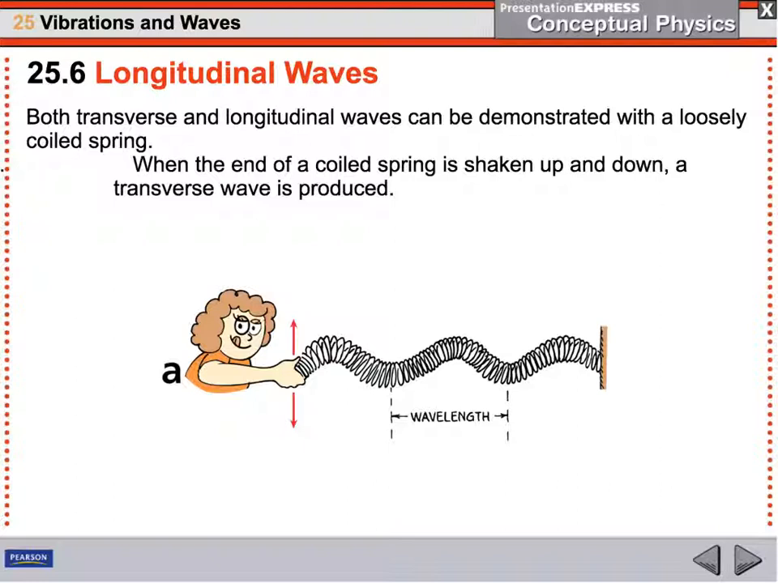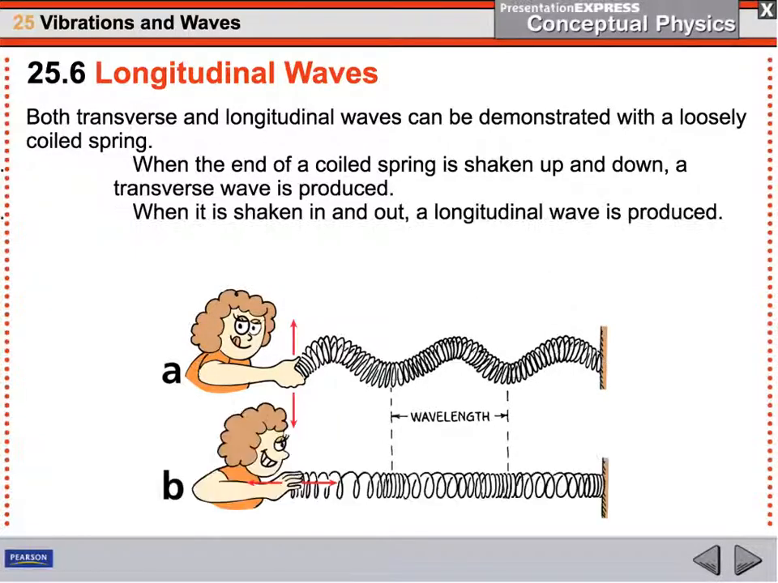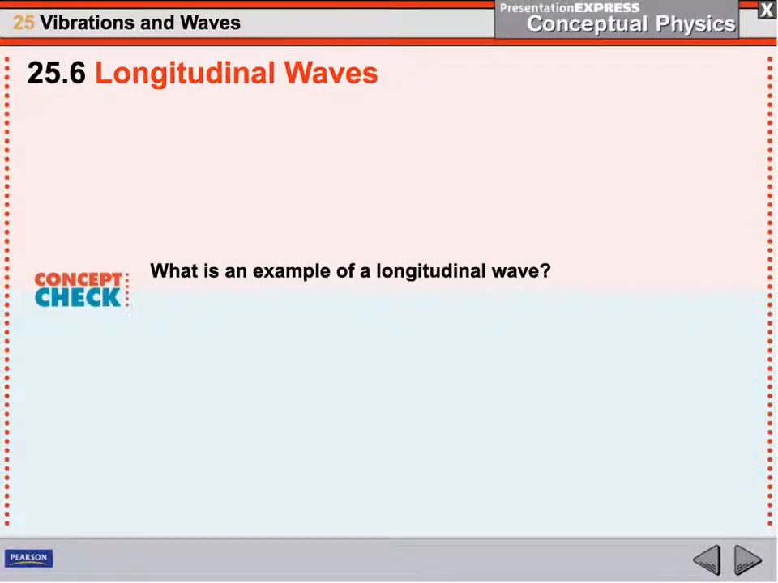Both transverse and longitudinal waves can be demonstrated with a loosely coiled string. When the end of the coiled string is shaken up and down, transverse waves are made. So here it's going up and down, back and forth like this. This is transverse. Now if you shake it back and forth, just gyrating in this direction instead of this direction, these are called longitudinal waves because it's going parallel to the direction of the wave. What is an example of a longitudinal wave?